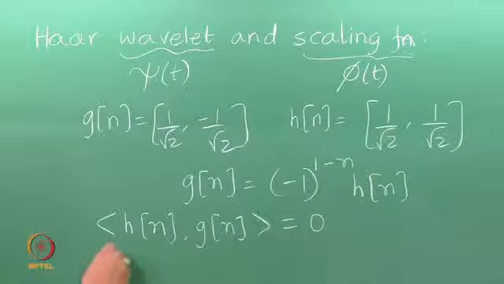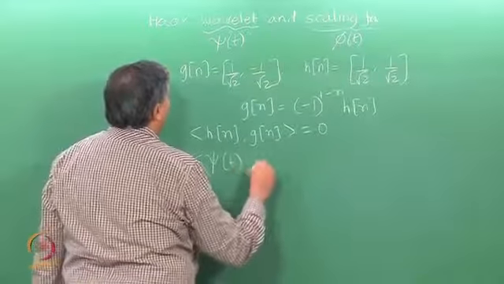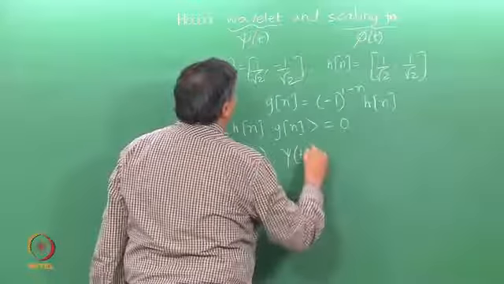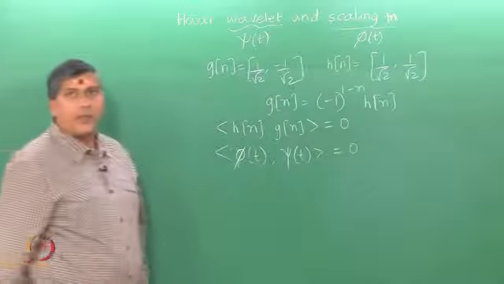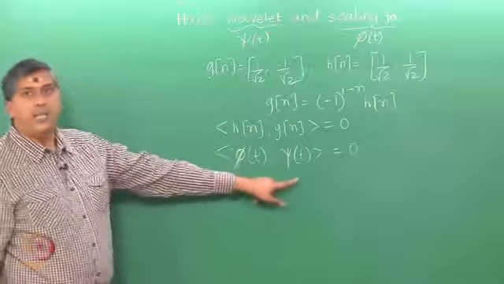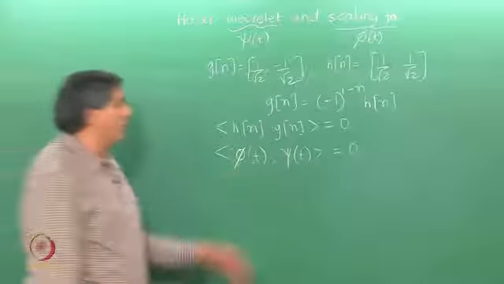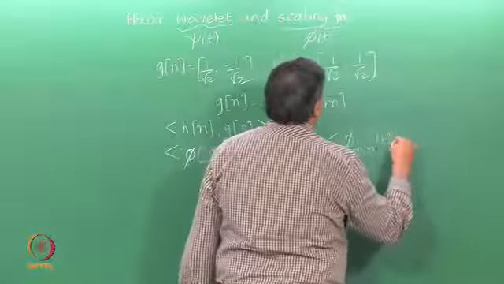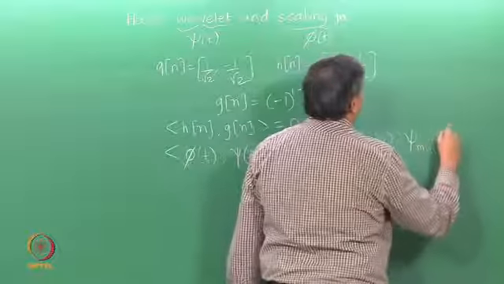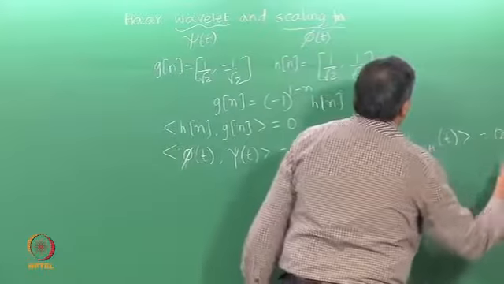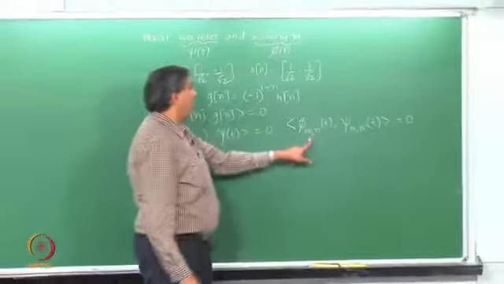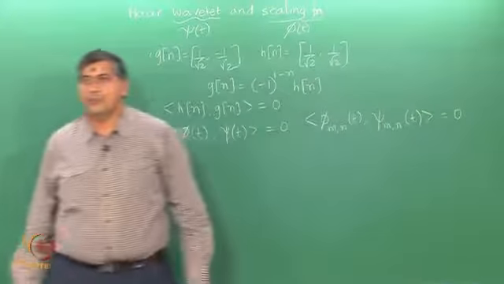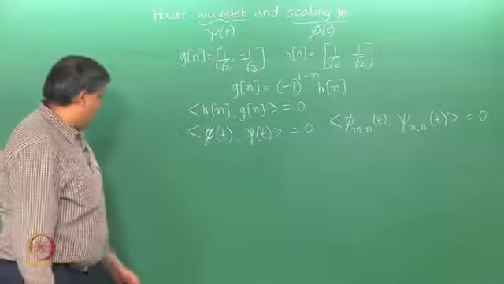saying that the wavelet is orthogonal to the scaling function at that scale, or at any scale in fact. Although we write this at the level m equals 0, this is also true at any scale. For all n, that is at a fixed m, for all n this is true. That is what we mean by orthogonality here.